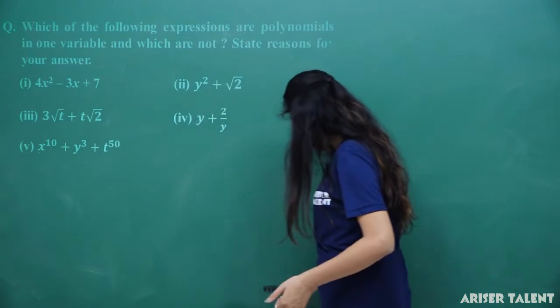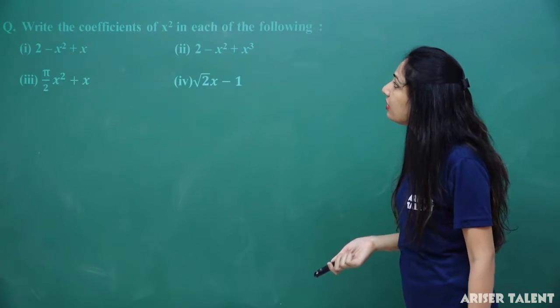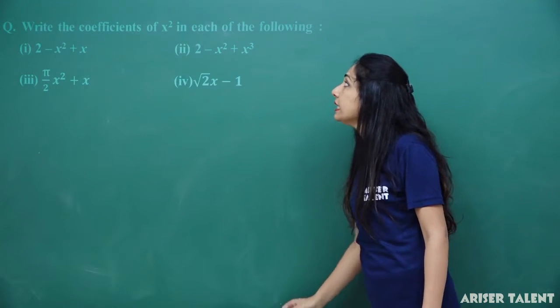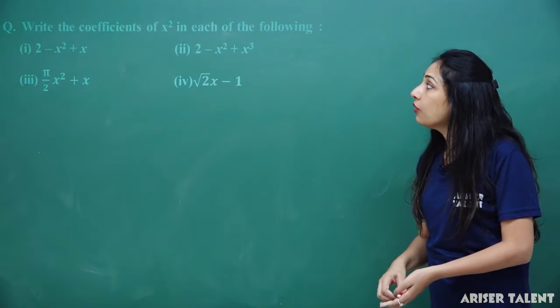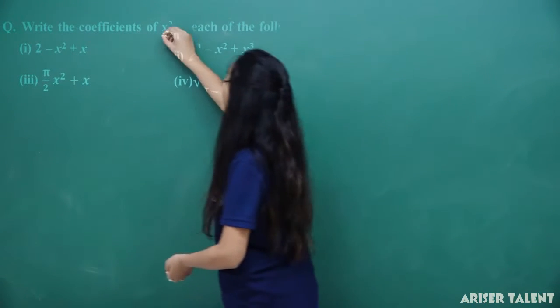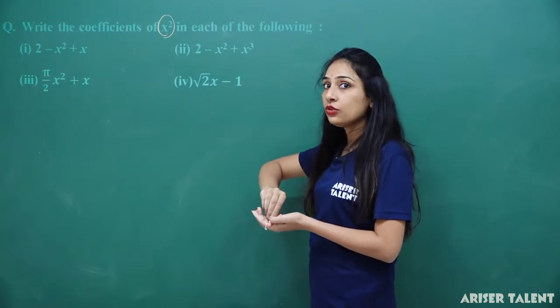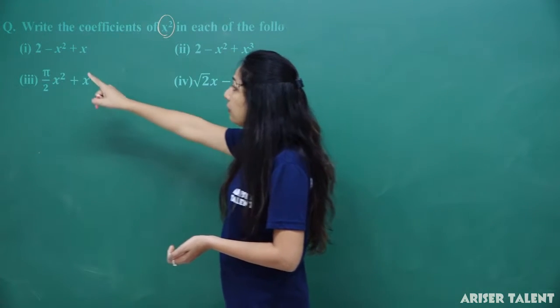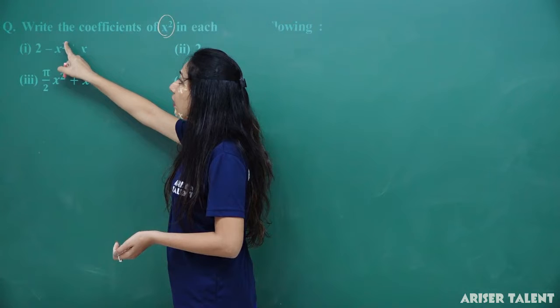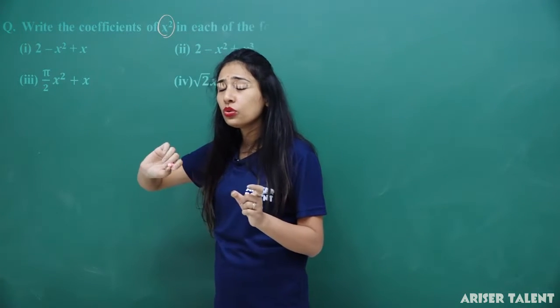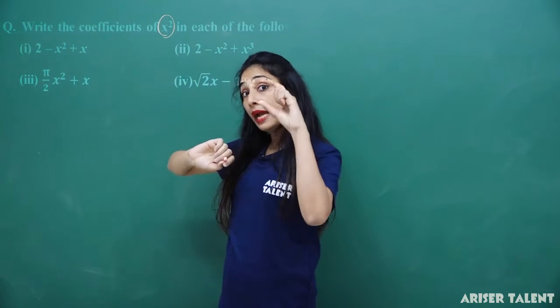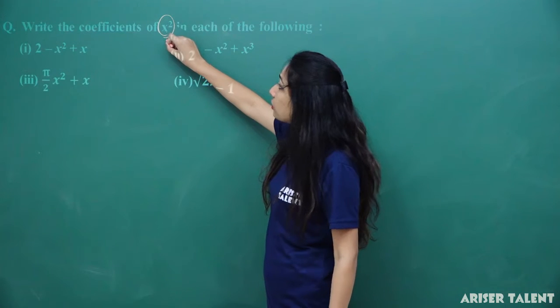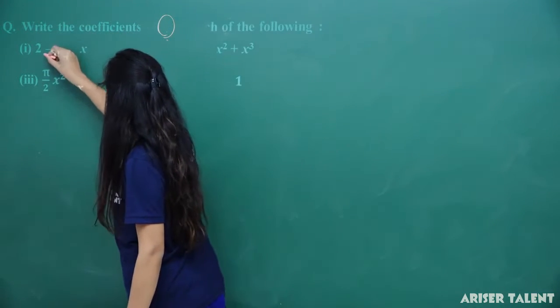So we'll move towards the next one. The next one is: write the coefficient of x square in each of the following. What you have to write? Coefficient of x square. Now we can do it very quickly. Look at that one: 2 minus x square plus 1. What you have to do, just pick the x square, because we are having the x square's coefficient. So this is x square.